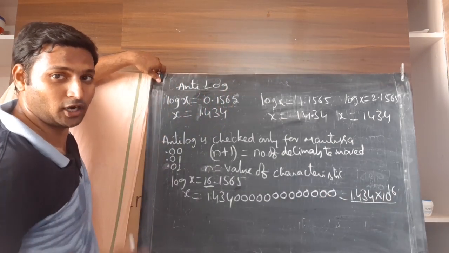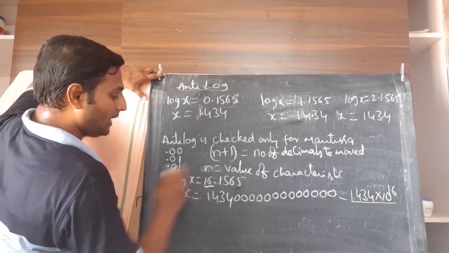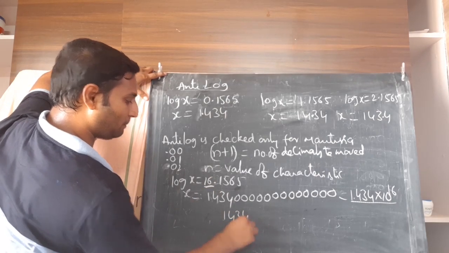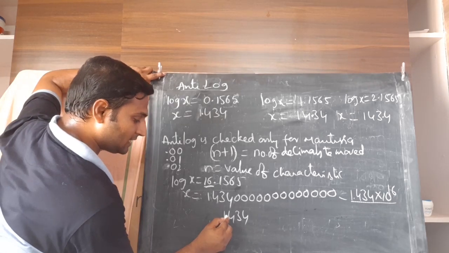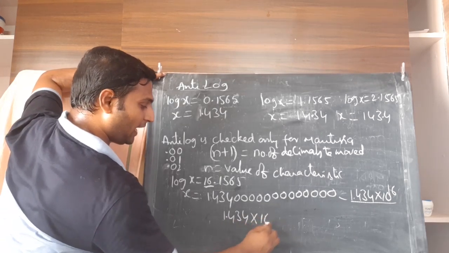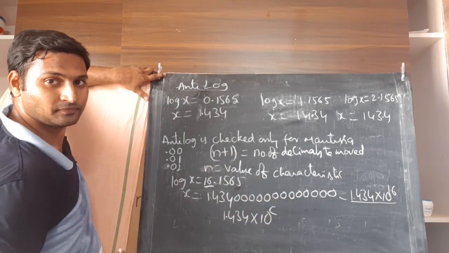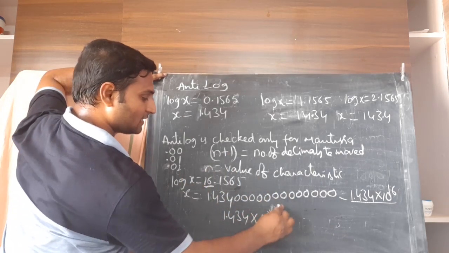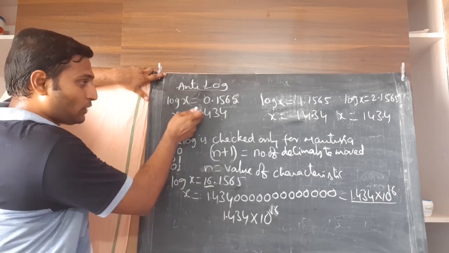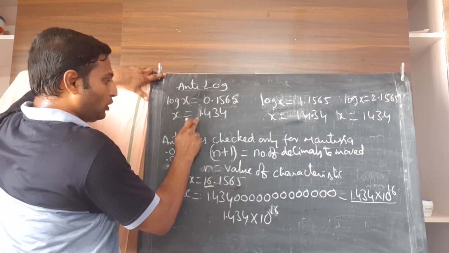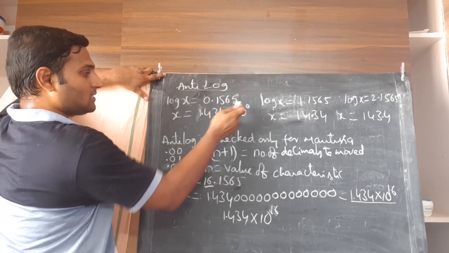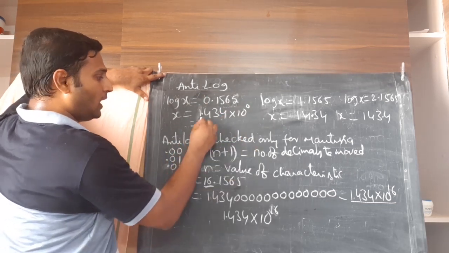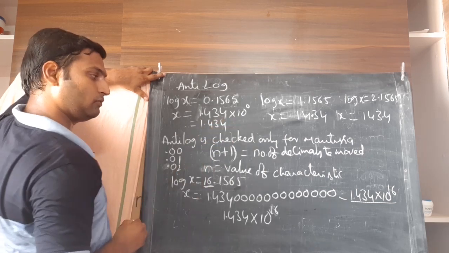Now you have a blind shot. What is that blind shot? Write the 4 digits you are obtaining from the anti-log table. Then put a decimal after the first digit and multiply it by 10 to the power characteristic. In this case, characteristic is 16, so we write it here. Again, if you come here, 1434, put the decimal after 1 and write 10 power characteristic. Here characteristic is 0. 10 power 0 is nothing but 1. That's why the final value is 1.434 only.